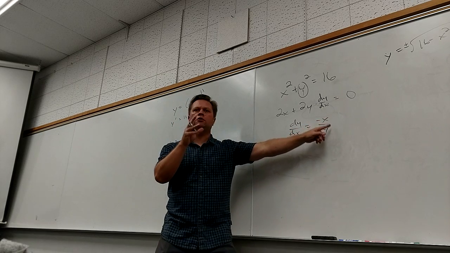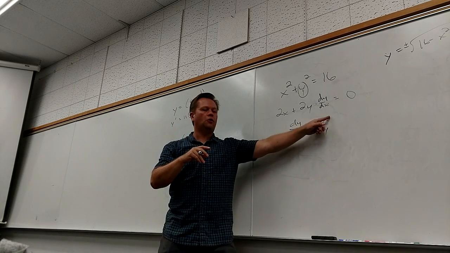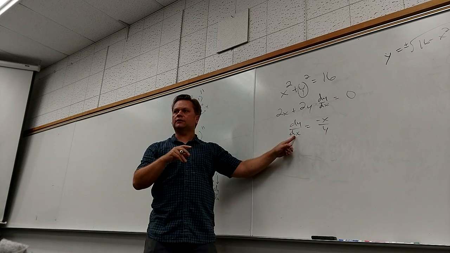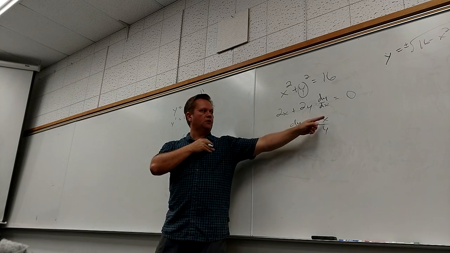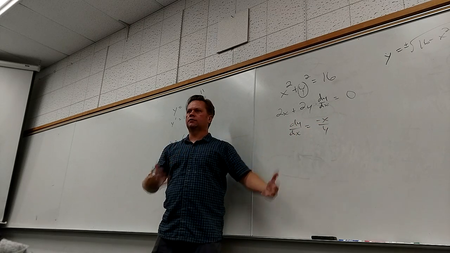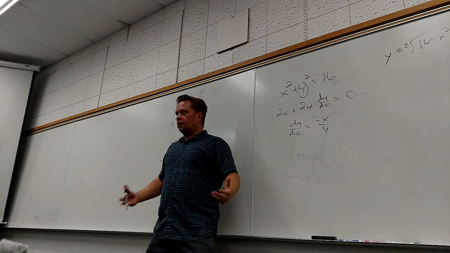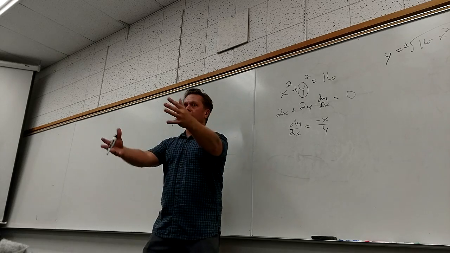Now look at this. This is so beautiful. Give me a point on the circle. I can figure out the tangent line slope at that point. Because look, the derivative depends on the x and y coordinate. So I'm not just going to plug an x in. I'm going to plug the whole point in.